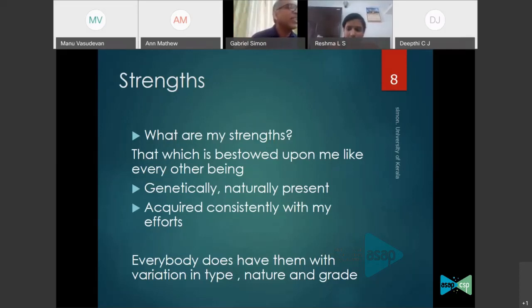Now, strengths are that which is bestowed upon me, like every other being. Every person in this world is born with some strengths. They might have some weaknesses, but they all have some strength. And these strengths could be basically genetical or naturally present, or much of them could have been things which are acquired consistently with my effort. So there are some people who we say have got inborn talents, but a large set of your capabilities, competencies, and strengths could be those which you have acquired over a period of time with your consistent efforts. So everybody does have them with some kind of a variation. It will vary in terms of type, in terms of the nature, and in terms of the grade at which it comes. But every person has their own strengths.